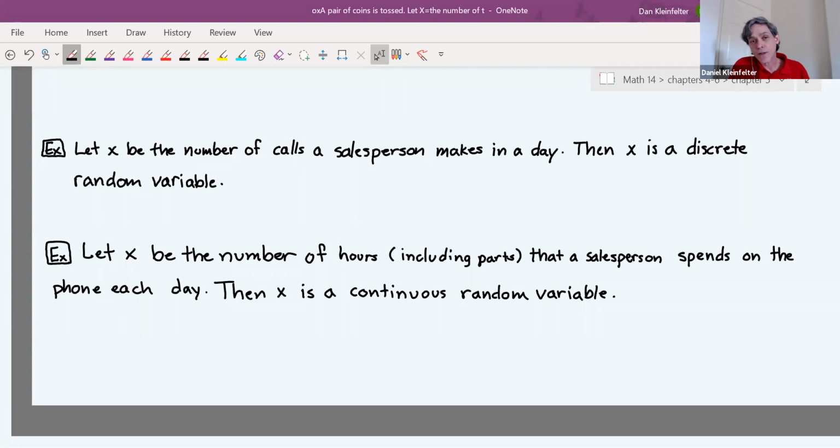That makes it discrete. Okay, contrast that with the second one. Let X represent the number of hours, including parts, that a salesperson spends on the phone each day.